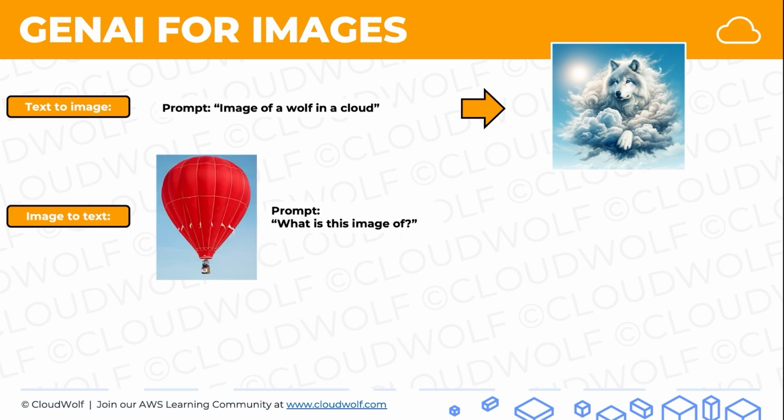So here we've got an image and we ask about this image, what is this image of? And the answer would be something like, this image shows a red hot air balloon in flight. The number 12 is visible on the basket. So you can even extract information from these images like numbers and things like that.